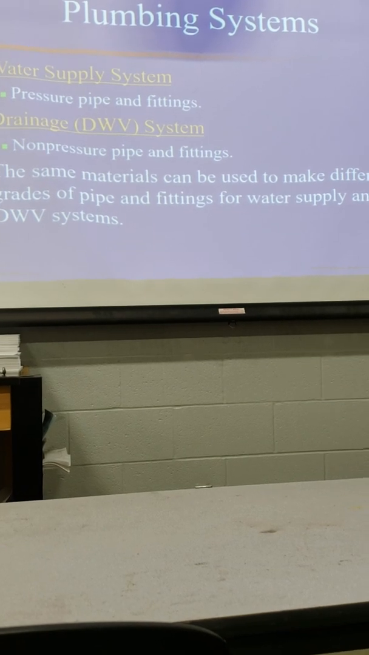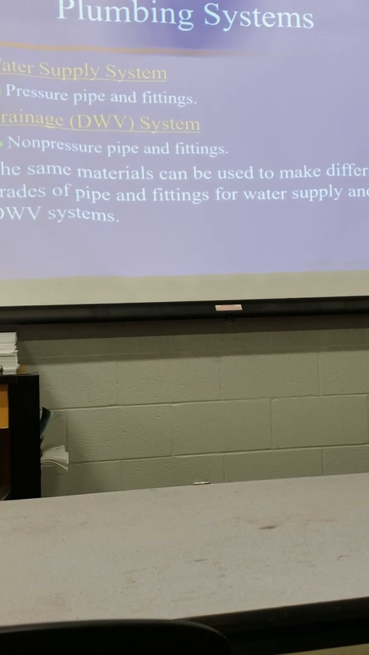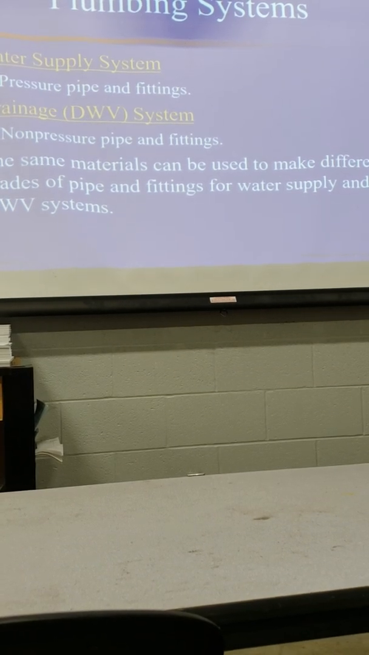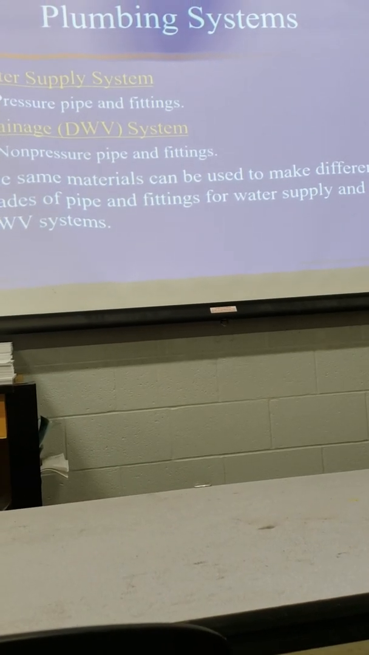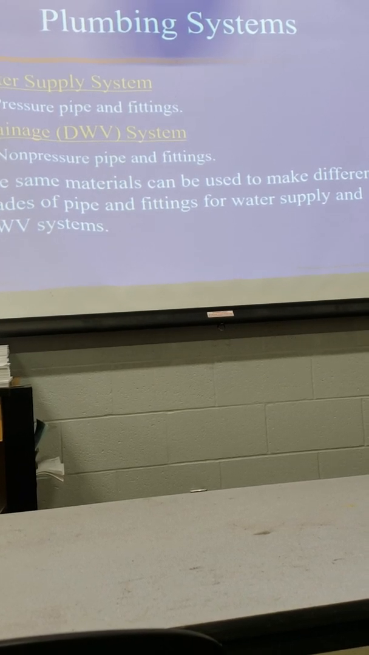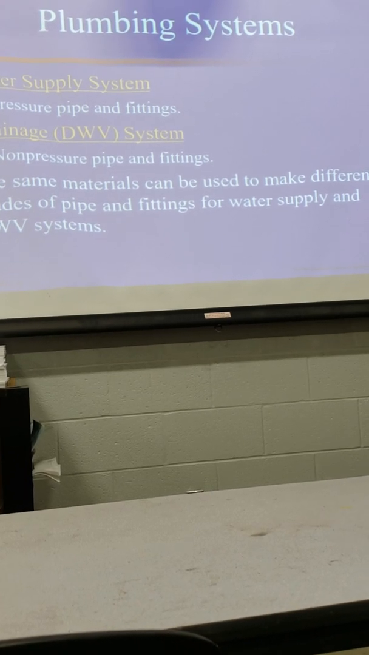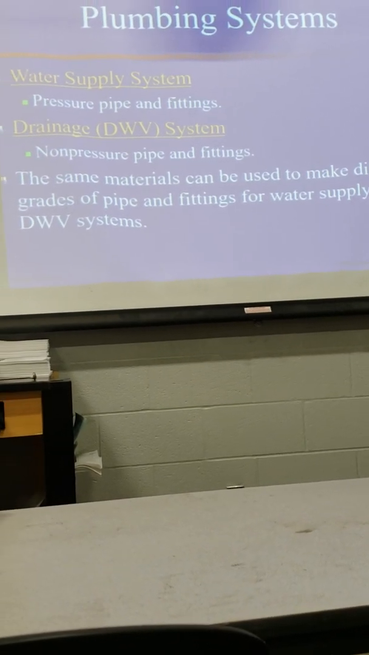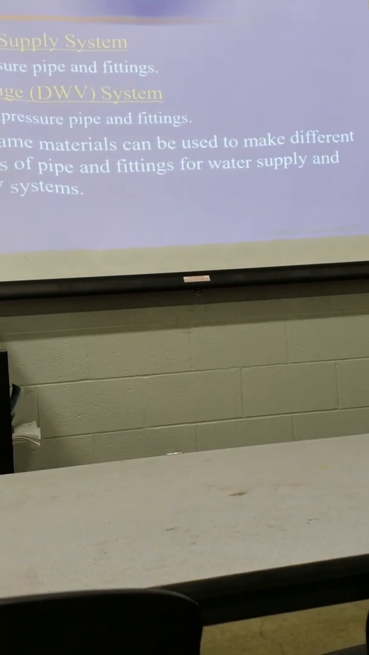Alright, drainage, or our DWV system. DWV is drain, waste, and vent. It's non-pressure pipe and fittings, but again, we're using the same materials, and a lot of the same materials have a pressure rating on it, but we do have some material in the drainage system that are not rated for pressure, okay? Mainly because water supply system, we've always got pressure to it. Always got water pressure, can range from 60 to 100 pounds. 60 at a normal working pressure to 100 at a peak time when nobody's using any water.